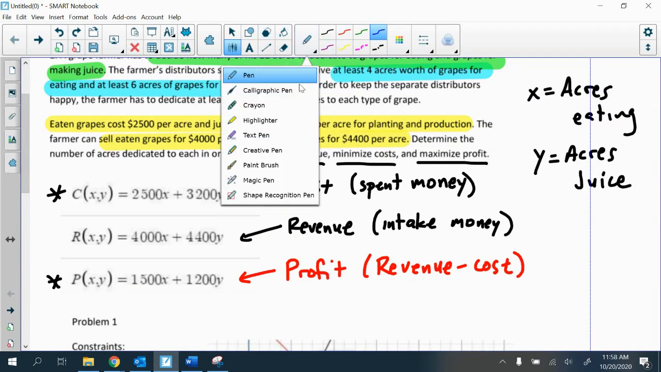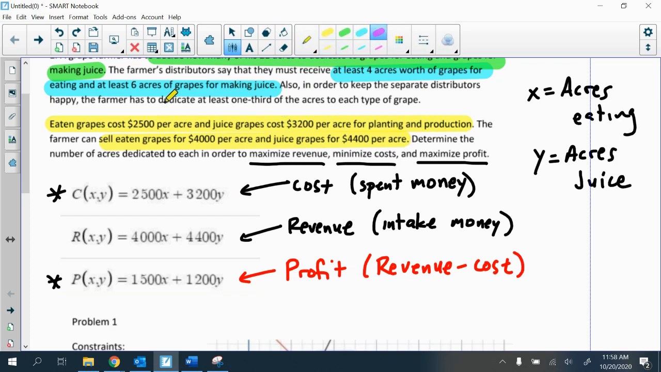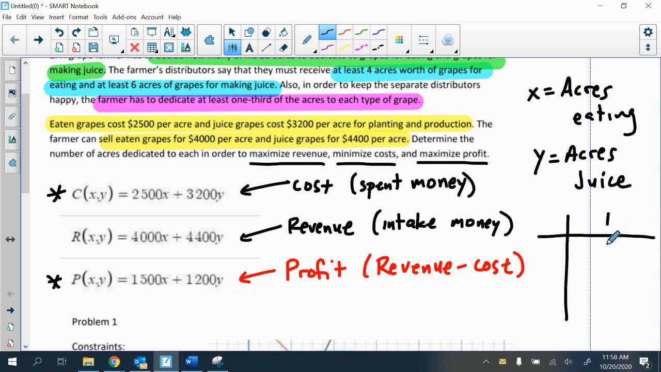Then we have this last one that causes a little bit of confusion for some people. The farmer has to dedicate at least 1/3 of the acres to each type of grape. Well, what that means, if 1/3 must be dedicated to each type, then let's look at the eating and the juice grapes. So if at least 1/3 must be dedicated to each type, if there are 6 acres total, that means that there must be at least 2 for eating and at least 2 for juice, right?